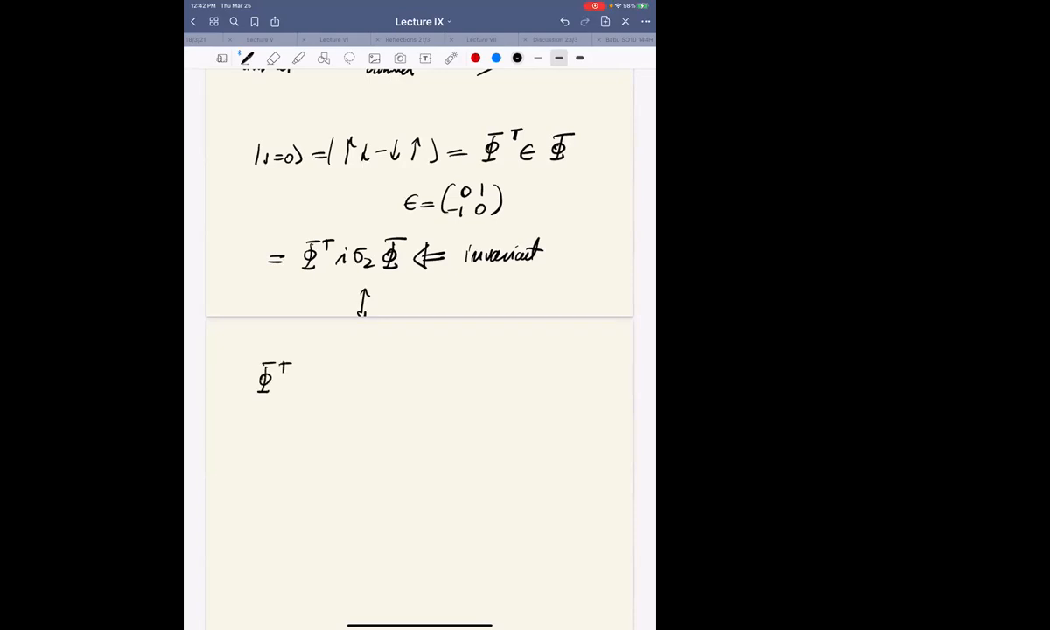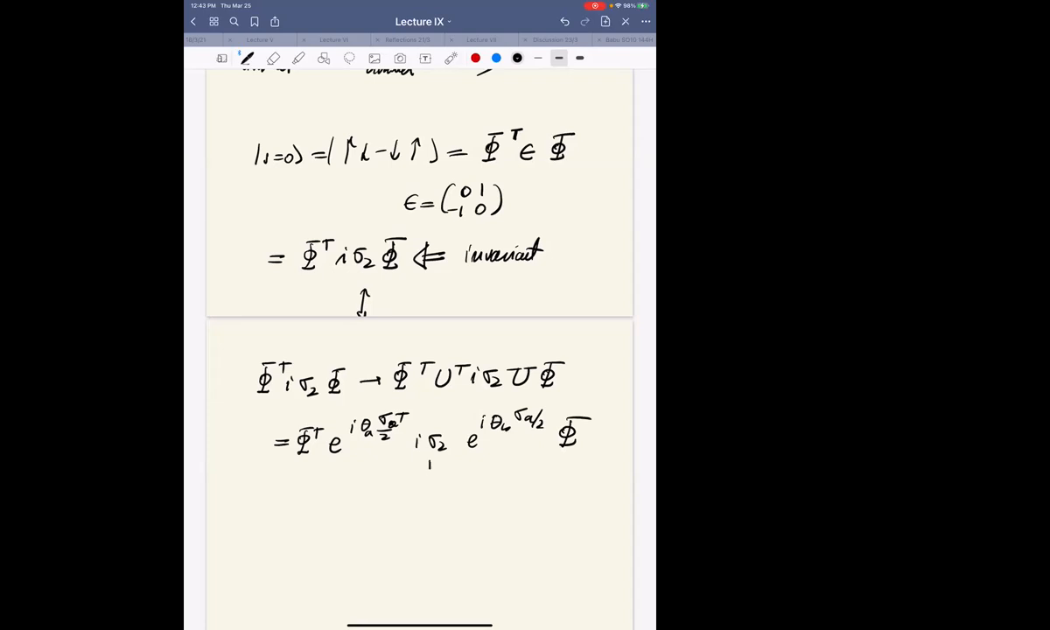From quantum mechanics, why is it invariant? Because phi transpose i sigma 2 phi goes into phi transpose U transpose i sigma 2 U phi, which is phi transpose e to the i theta^A sigma^A over 2, transposed, times i sigma 2 times e to the i theta^B sigma^B over 2 phi.